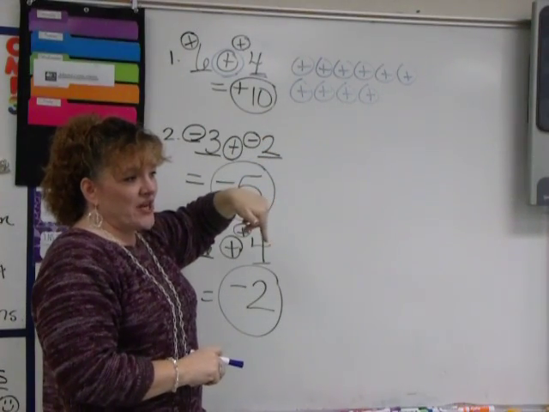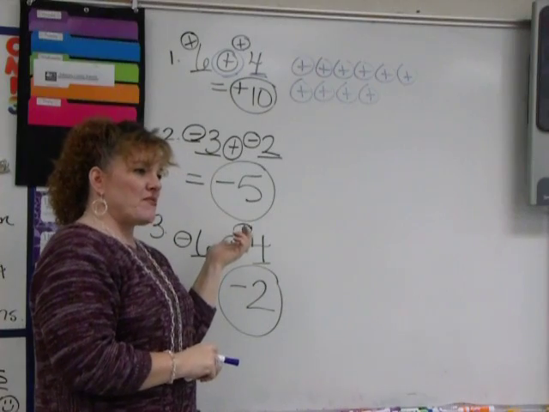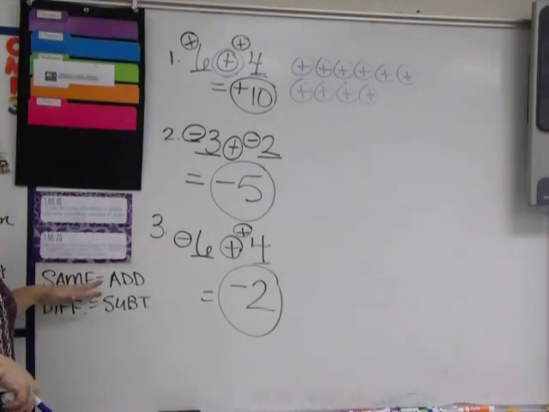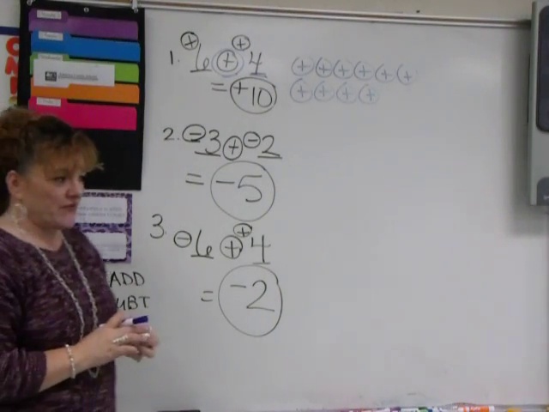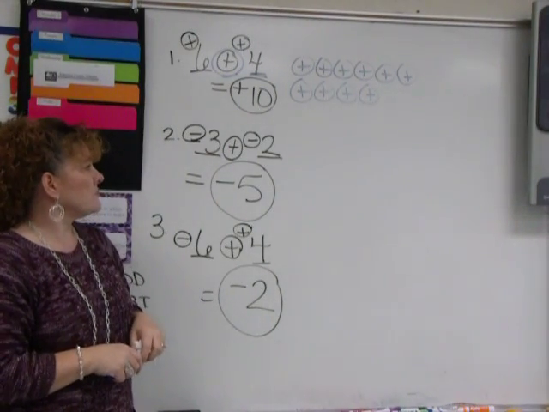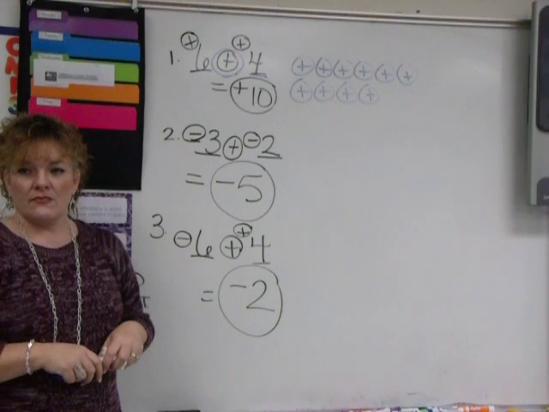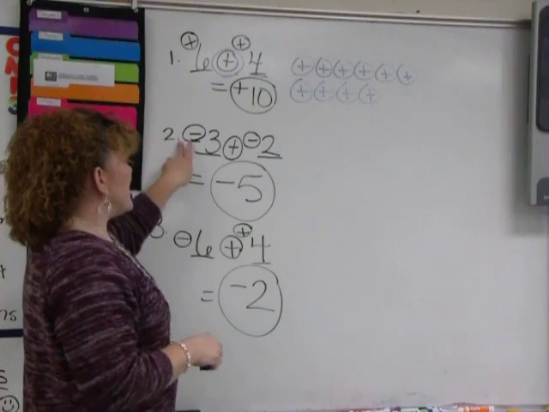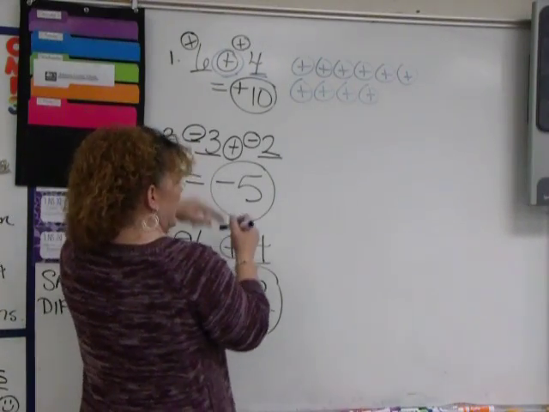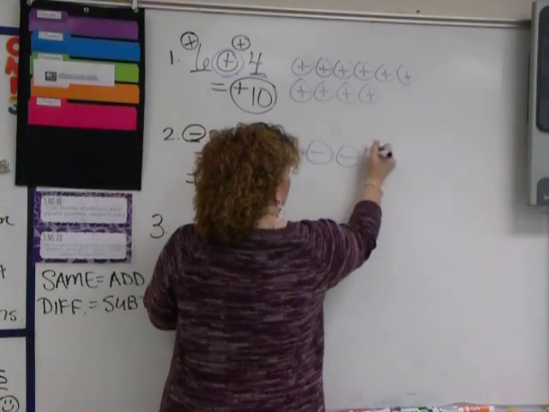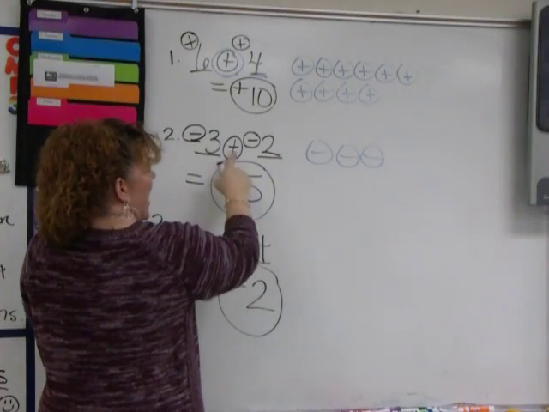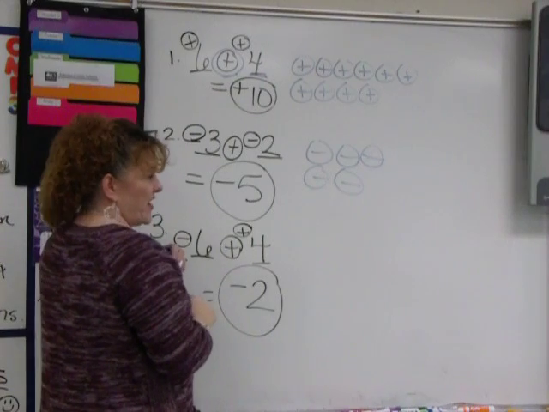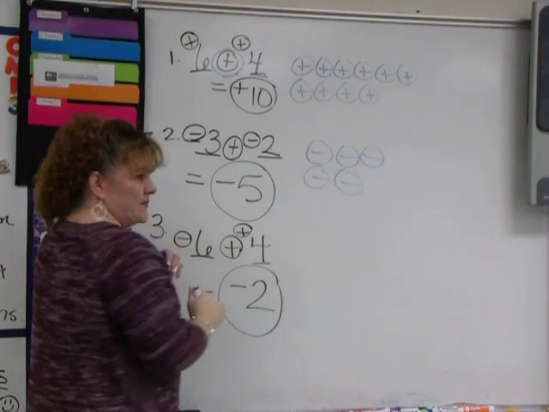So I can use the CHIP model, I can use the number line, or I can use the rule by simply knowing what I'm supposed to do if the signs are the same or if the signs are different. What this one says is I start with 3 negative chips, 1, 2, 3 negative chips, and then I add 2 more negative chips, and what do I end up with? 5 negative chips.